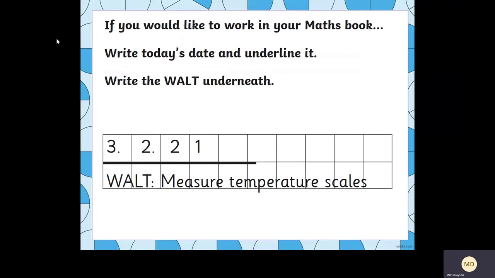If you are lucky to have a thermometer in your house, perhaps you could do some practical work. But actually today I've put some Seesaw screens into Seesaw that I would like you to use. So today we are learning to measure temperature scales.